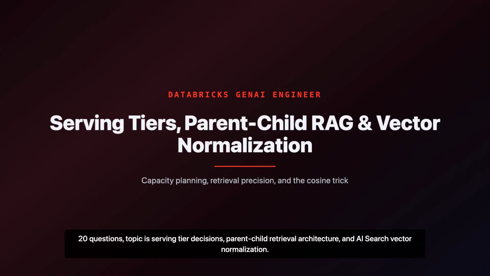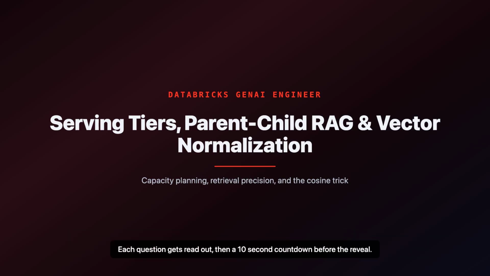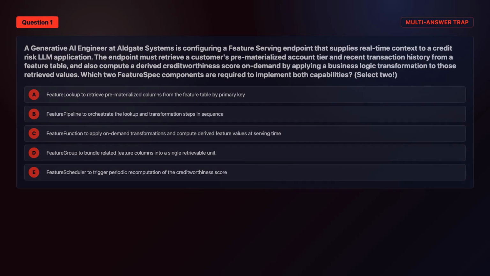20 questions. Topic is serving tier decisions, parent-child retrieval architecture, and AI search vector normalization. Each question gets read out, then a 10-second countdown before the reveal. Let's roll. Here we go.